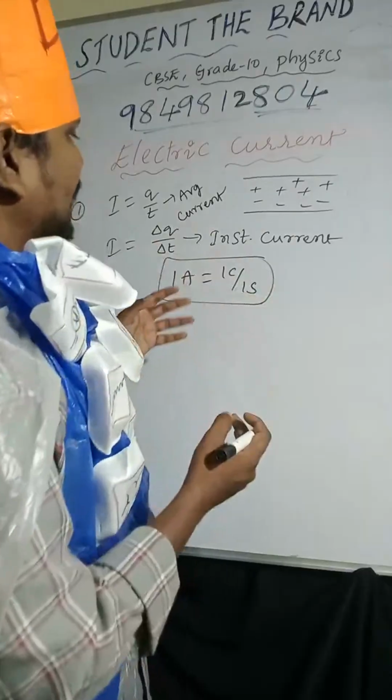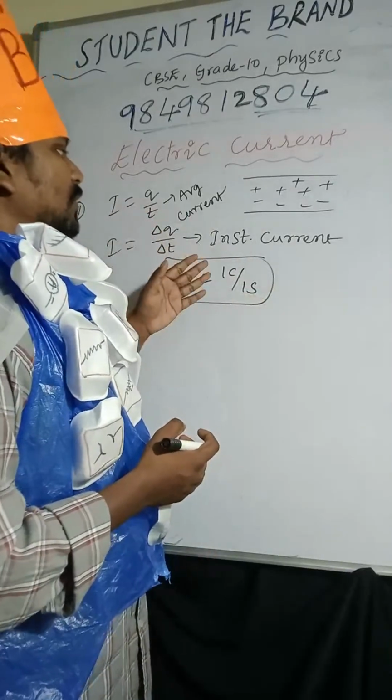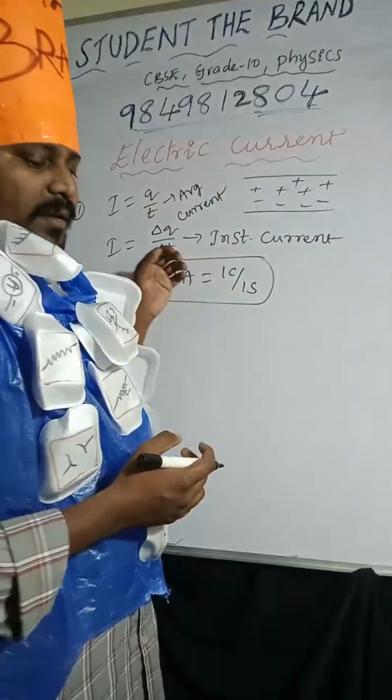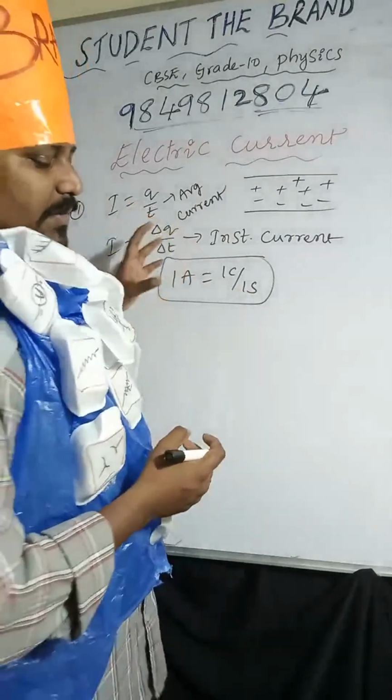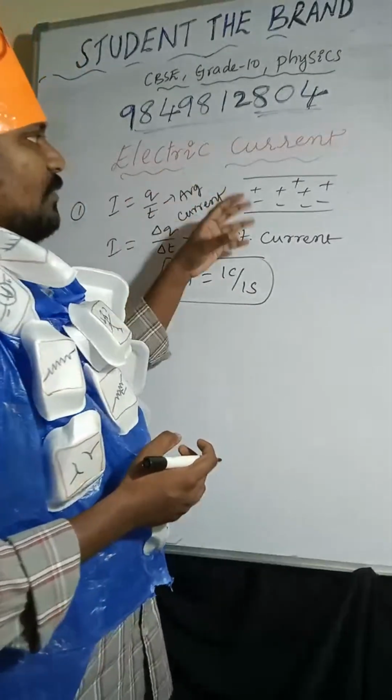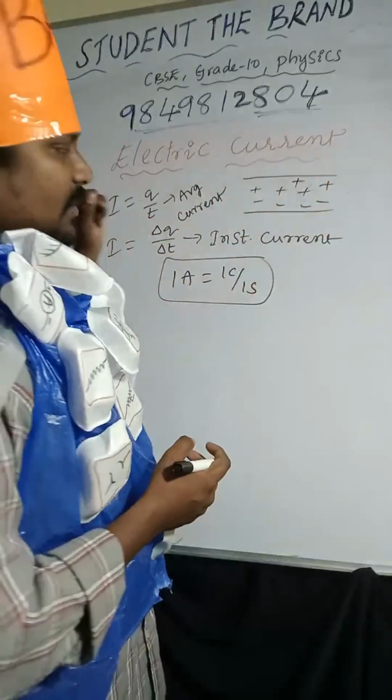1 ampere is defined as 1 coulomb of charge flowing through unit cross section area per second. So 1 ampere simply we can say 1 coulomb of charge flowing through unit cross section area per second.